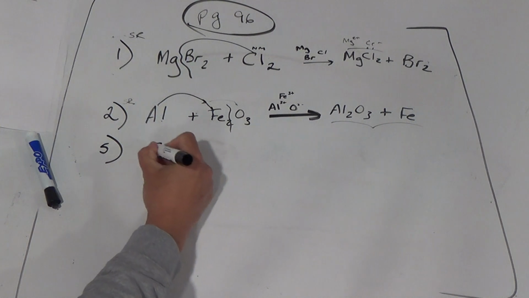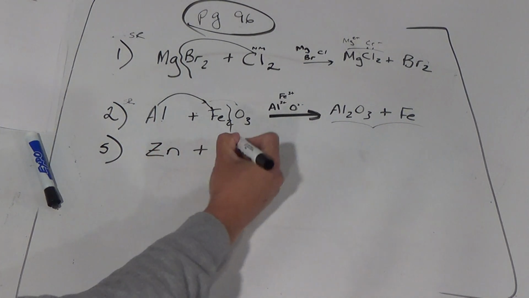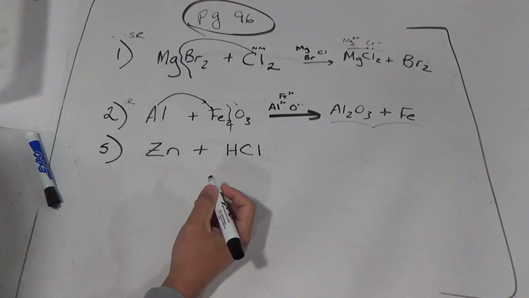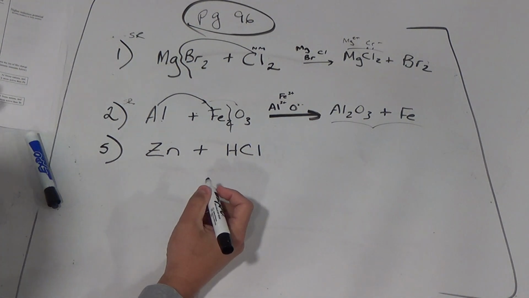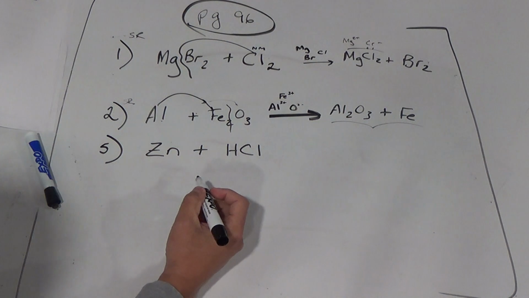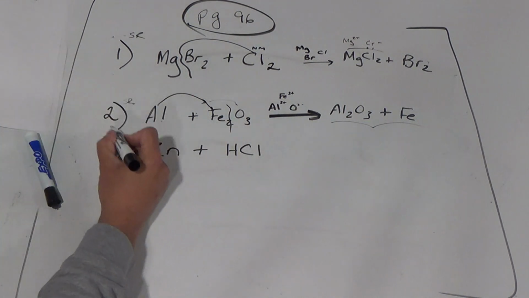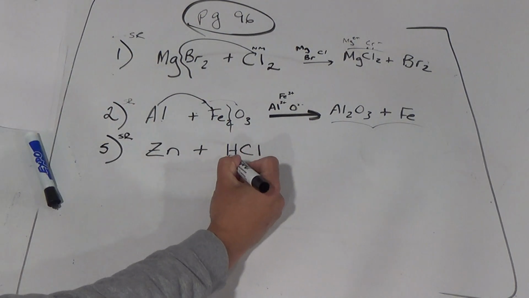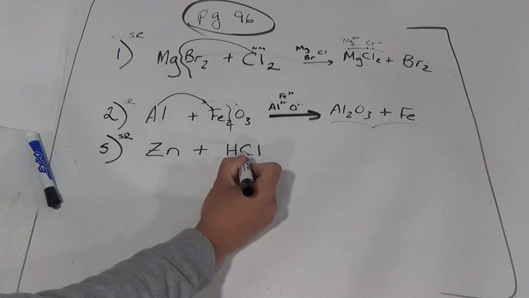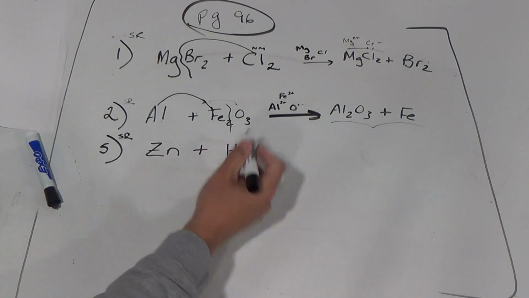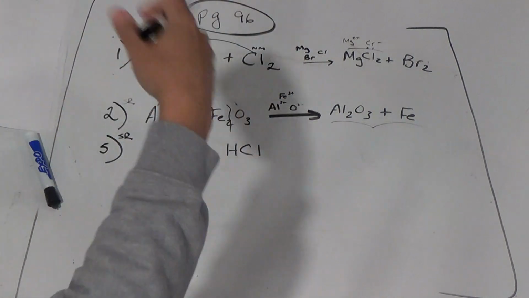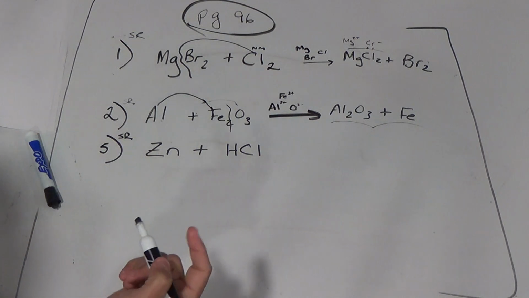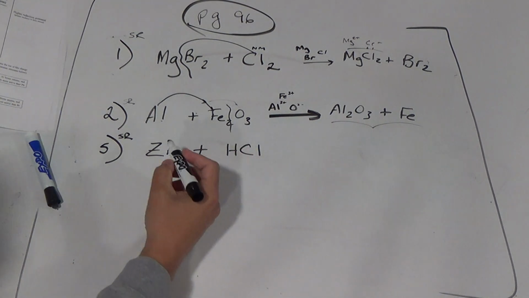Zinc plus hydrochloric acid. Okay, so again, you have to know all this information. Now I will tell you right now, in your mind, this is single replacement. I don't have to look at the chart, but you will, it'll help. Anytime you add a strong acid to a metal, bubbles come off. Bubbles will come off because that's hydrogen gas that's being produced. So I will tell you it works, but let's take a look.